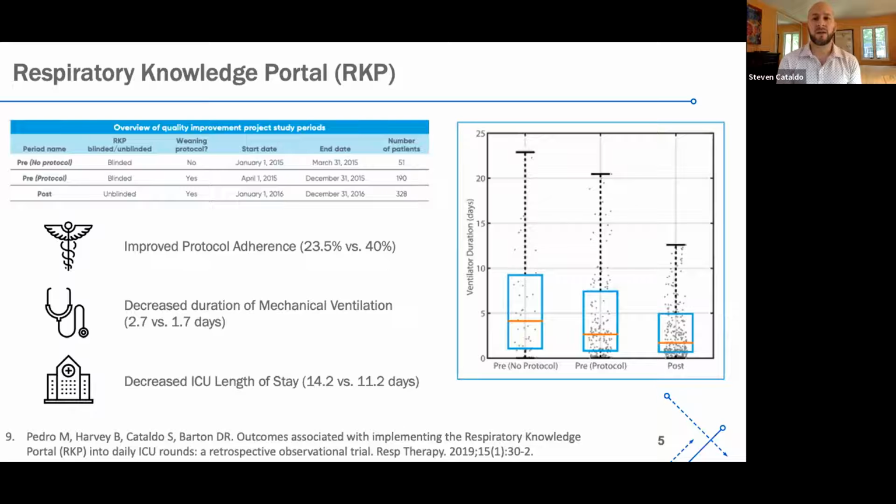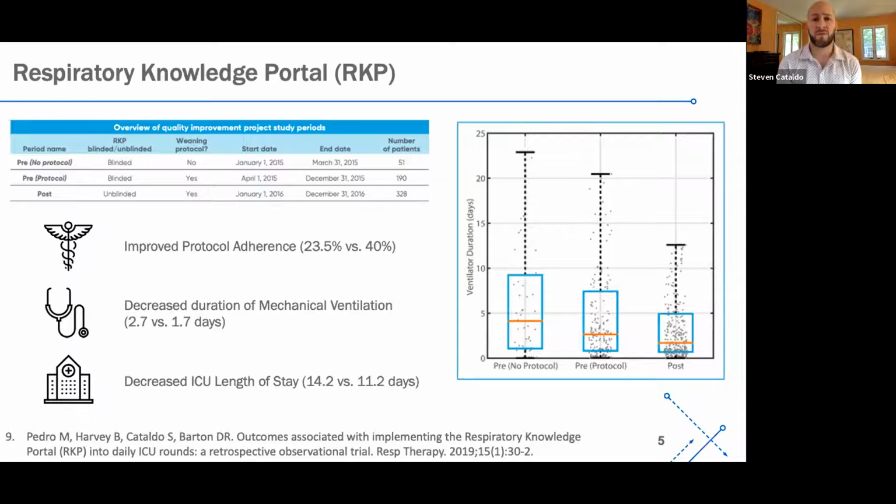So this was one of the original studies done with the Respiratory Knowledge Portal, where we went into an institution and we did a retrospective study, certainly an observational trial, but we looked at an institution who wanted to take current guidelines and best practice, institute that within their healthcare facility, specifically their ICU. All right, so create a protocol and adopt a new protocol, look at compliance to that protocol, and then look at, of course, how the patients are doing.